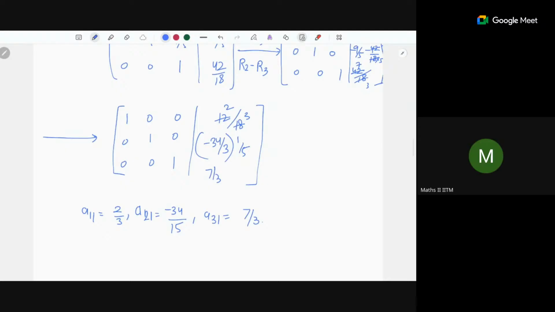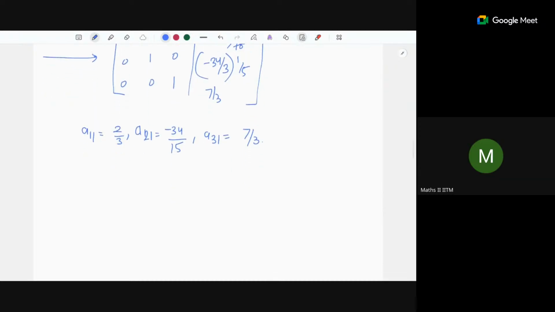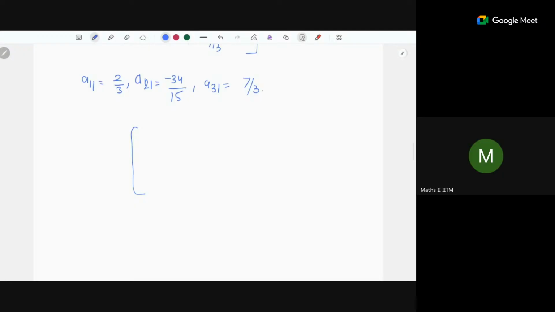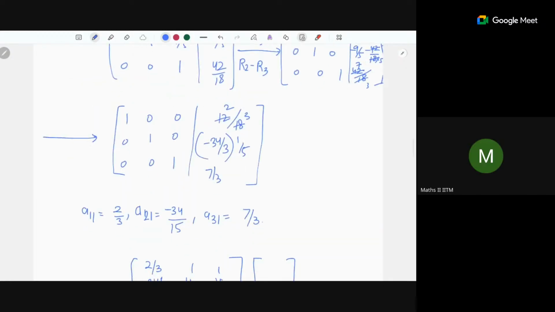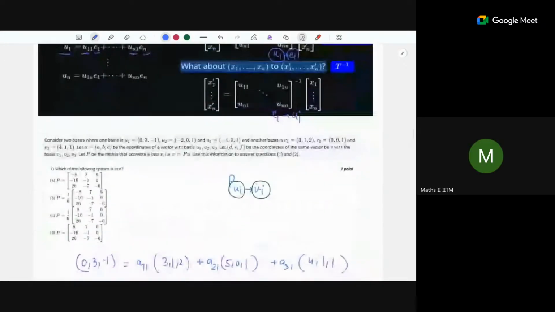Okay. So the first column should be this: 2 by 3, minus 13 by 5, 15, 7 by 30. And the second column and the third column are yet to be calculated. Okay, so this is how we can solve this. Anyway, none of the options is matching, but you got the idea how to find out this change of basis matrix. That was the point.